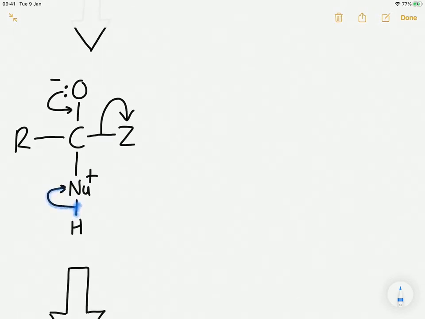That's because the opposite's happening here. This pair of electrons that holds C and Z together is actually moving on to the Z, which means it ends up with an extra electron, which is what gives it a negative charge.